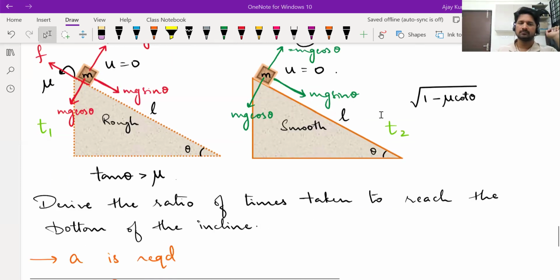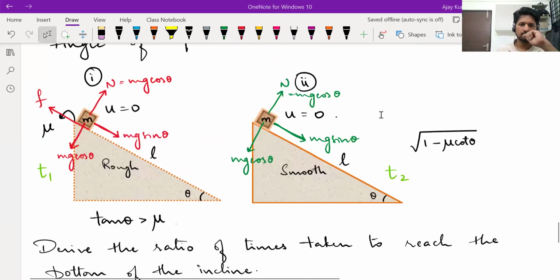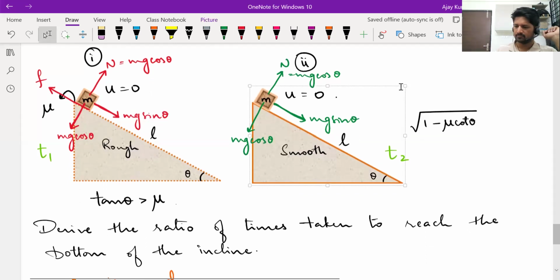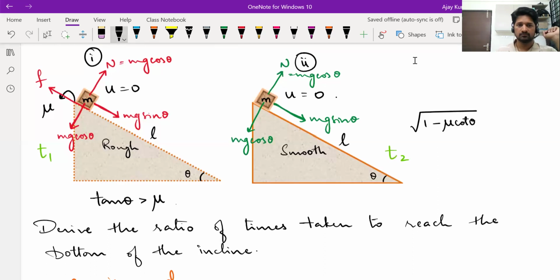Yes, sir. So one of you tell me, how much is the net force in the first case now? Because we need acceleration. Acceleration we'll get from net force only. How much is the net force in the first case? Mg sin theta minus friction equal to ma, sir. Okay. First case, the block is going to accelerate downwards. Mg sin theta minus F is equal to ma.